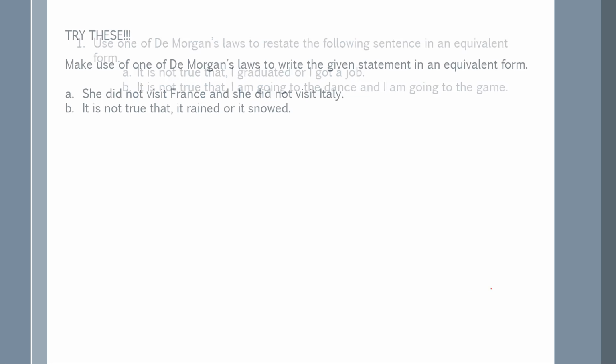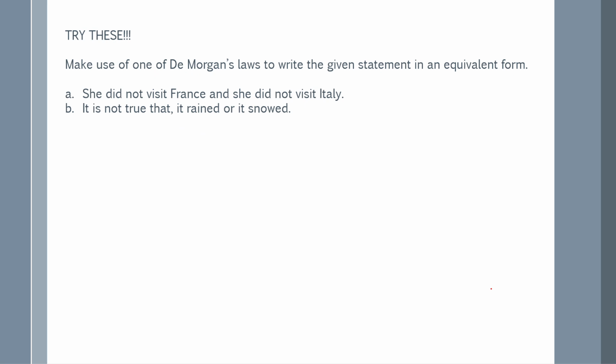So try this one at home. Make use of De Morgan's laws to write the given statements in equivalent form. She did not visit France and she did not visit Italy. And it is not true that it rained or it snowed.